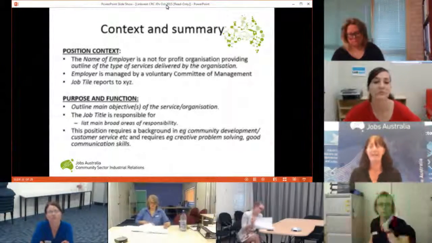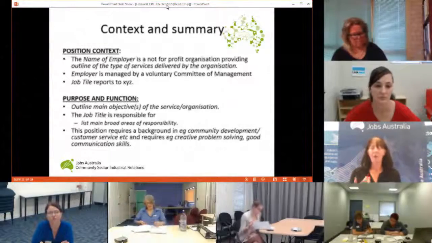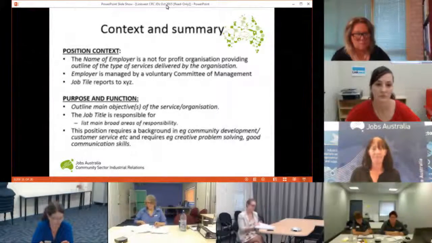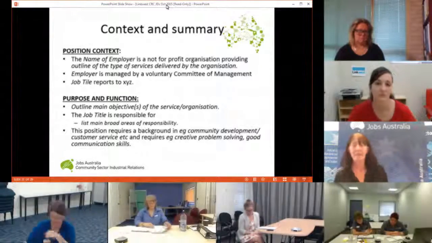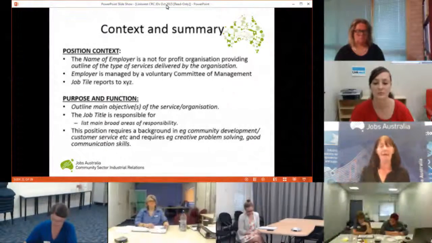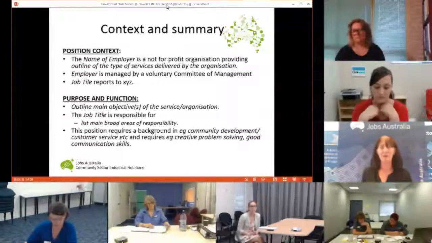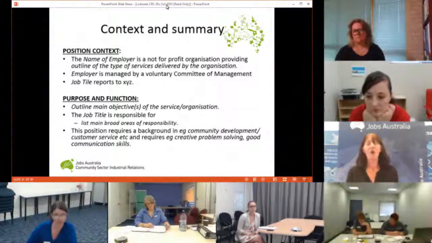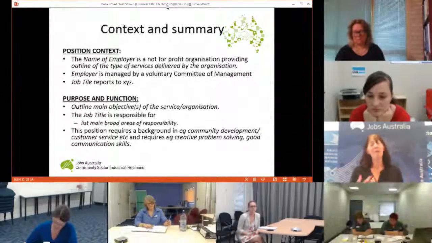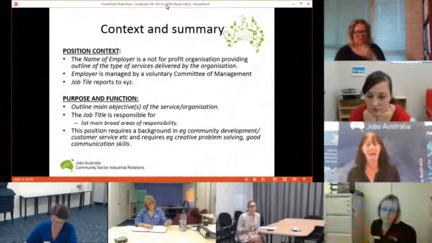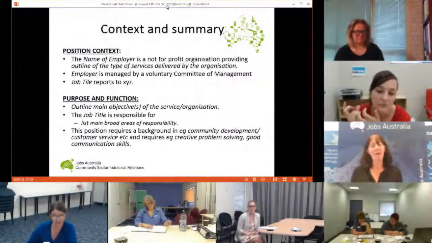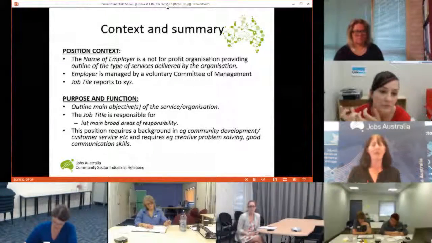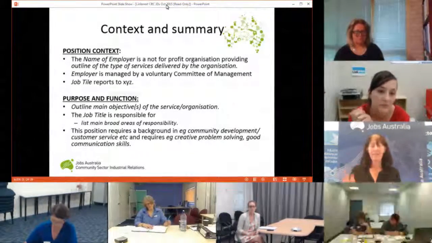The position content, if you think of it this way, is what is your organisation about? So, for example, where I'm working at the moment, they're an eating disorder clinic, so they put in there that the position is responsible for the provision of social welfare in relation to eating disorder issues within the community. So you might just put a generic statement about what your organisation is about. Does it need to be war and peace?